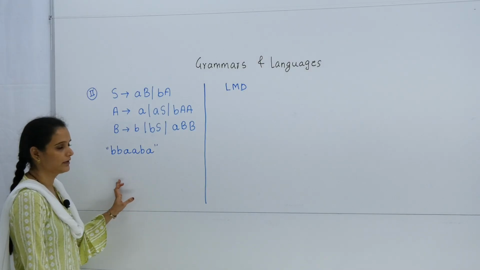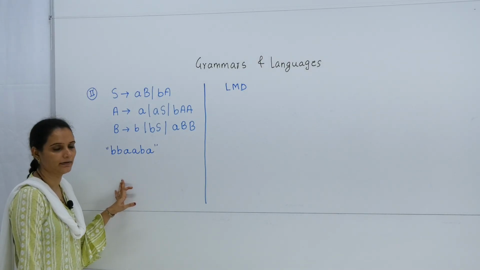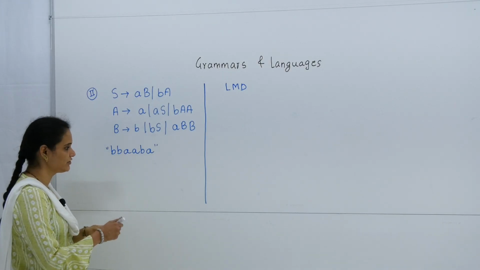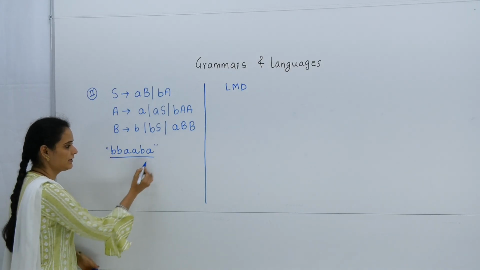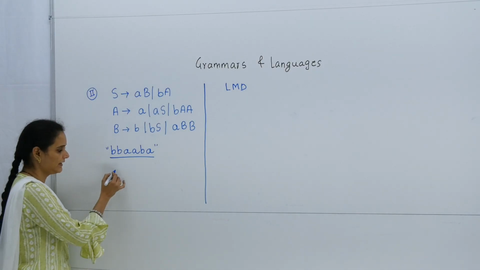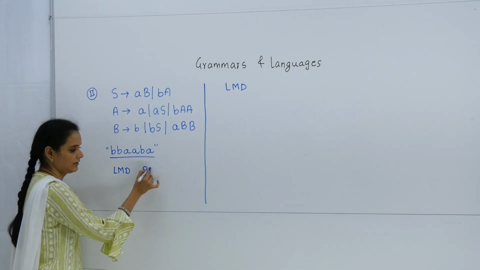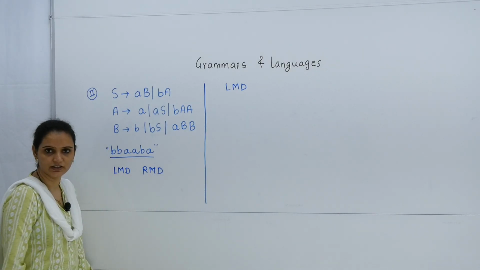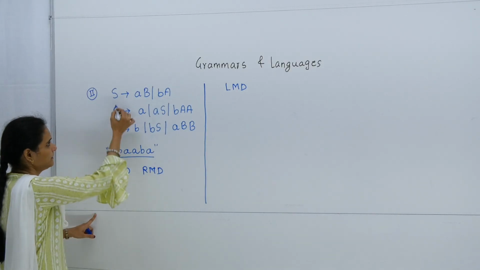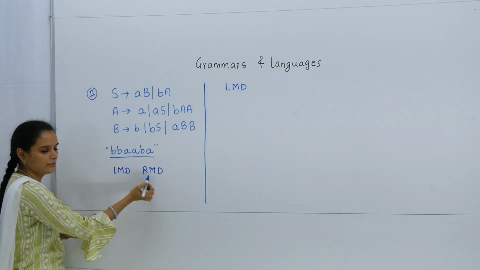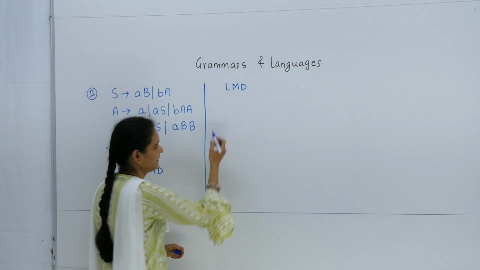So here we are going to see the second example. The production rules are given and the question is to derive the string BBAABA by using both types of derivation, that is leftmost derivation and rightmost derivation. So the production rules are given, and the string to be produced is given, using both kinds of derivation.